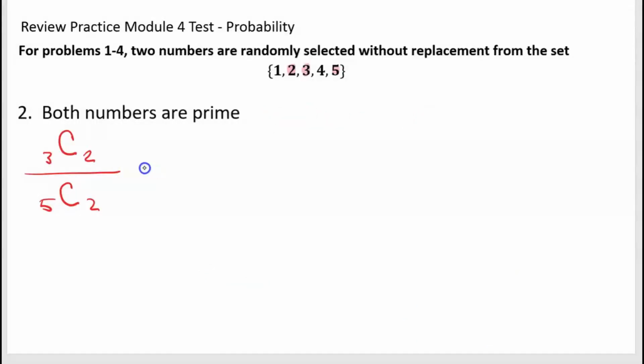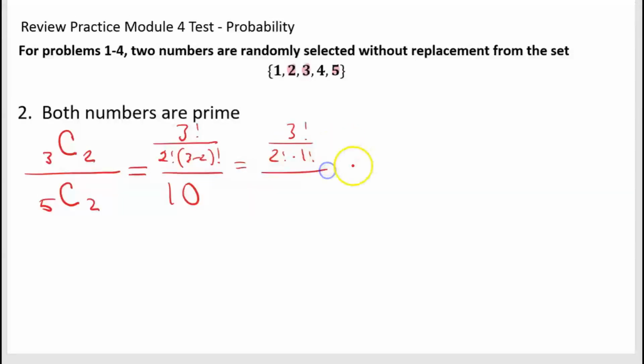So we have 10. Oops, my pen is not cooperating. There we go. So 5 choose 2 is 10 in the denominator, but what's 3 choose 2? By definition, that's 3 factorial over 2 factorial times 3 minus 2 factorial. So that's going to be 3 factorial over 2 factorial times 1 factorial. 1 factorial is just 1, over 10. And 3 factorial, we can write as 3 times 2 factorial over that 2 factorial. And basically, you just get 3. So the answer is 3 out of 10.